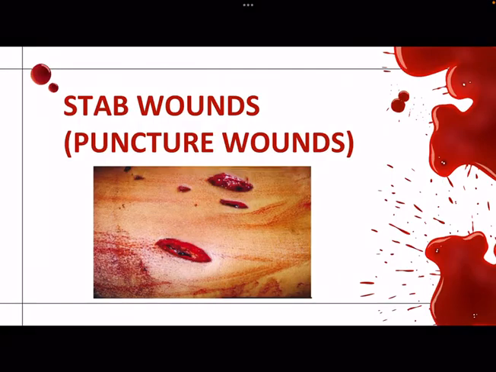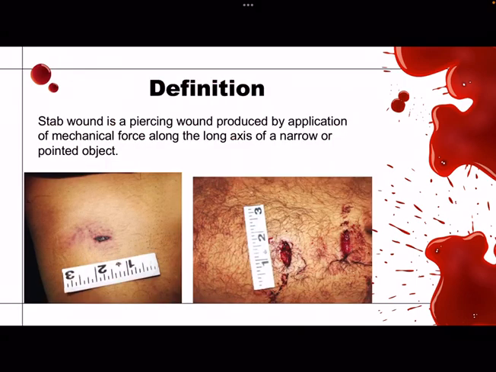In this video, I will be talking about stab wounds, also termed puncture wounds. What do you mean by stab wound? A stab wound is a piercing wound that is produced by application of mechanical force along the long axis of a narrow or pointed object.